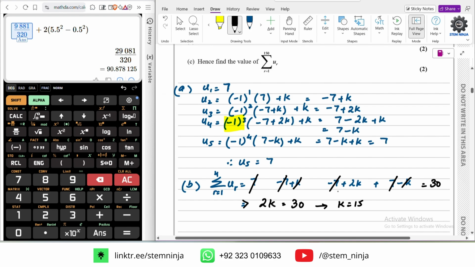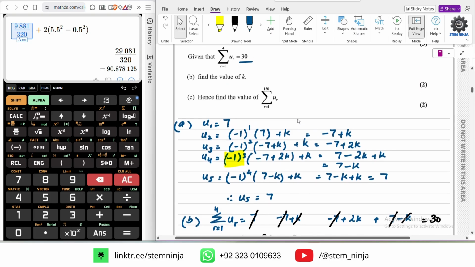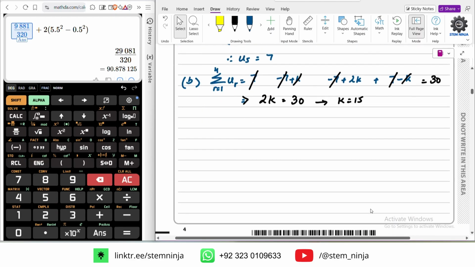Right? Okay. Now find the value of k. All right. Hence find the value of the sum of the terms from r equal to 1 to 150. That means for the first 150 terms.